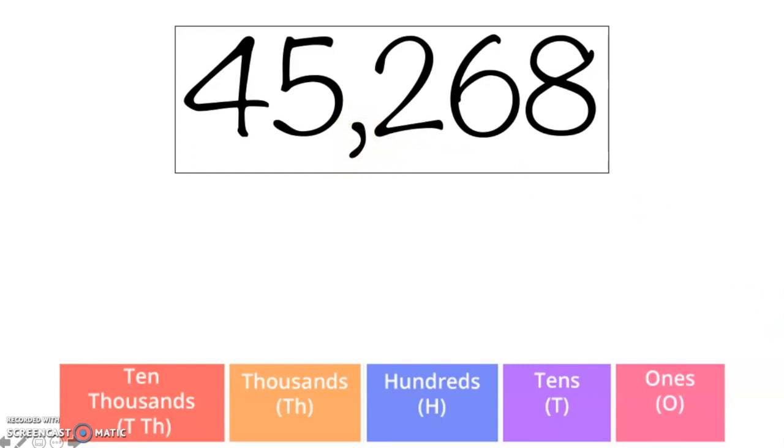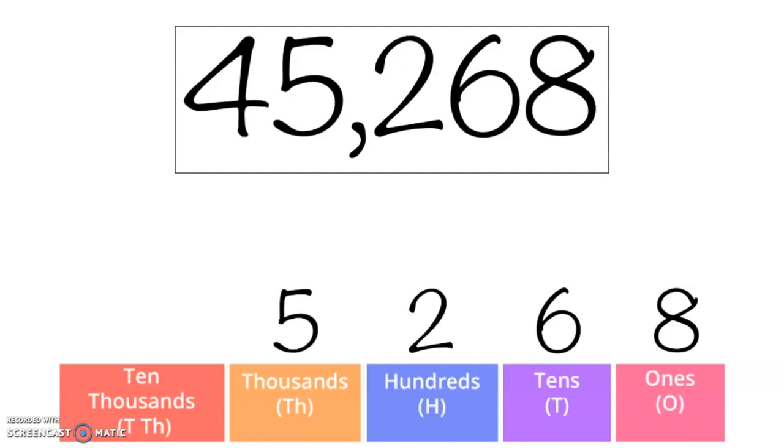Okay, so what digit is in the ones place? The digit 8 is in the ones place. The digit that is in the tens place is the 6. The digit that is in the hundreds place is the 2. The digit in the thousands place is the 5. And then the digit in the 10,000s place is the 4.